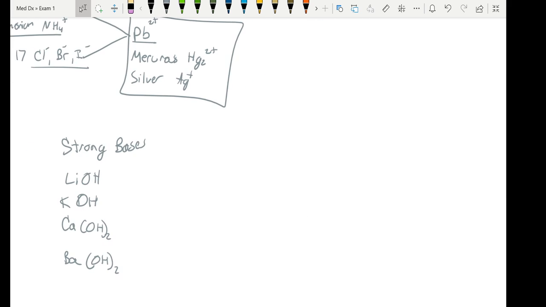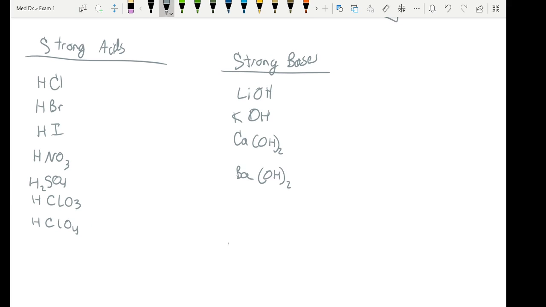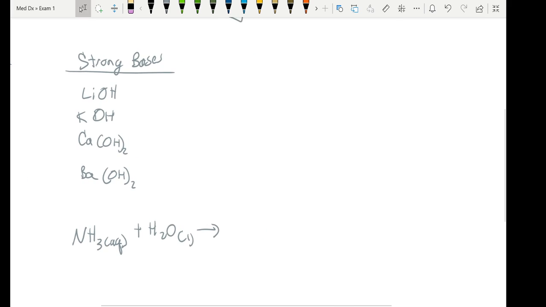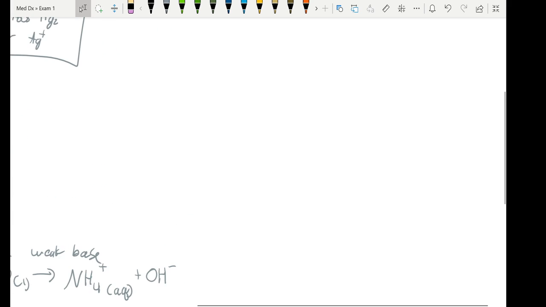And then you got a weird one down here, which I just had to write on here, but it's NH3 plus H2O. It makes a weird weak base. So it's NH4 plus OH minus. This is your unusual weak base.